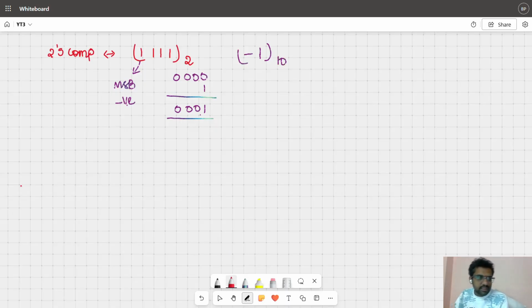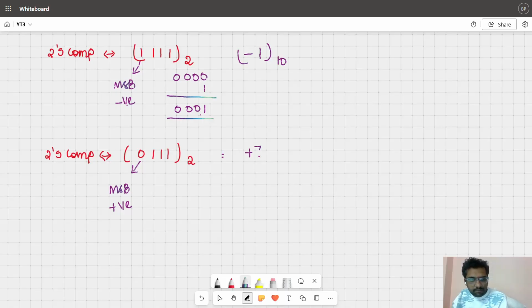Let us take one more example. If I need to find the equivalent of 0, 1, 1, 1 to the base of 2, here the MSB is 0, which represents a positive number. So directly we can compute this as plus 7 to the base of 10. So this is how I can convert a 2's complement equivalent number into its normal binary equivalent number. Okay, so this ends the two's complement.